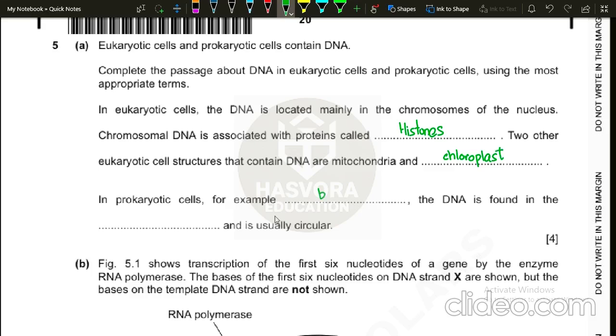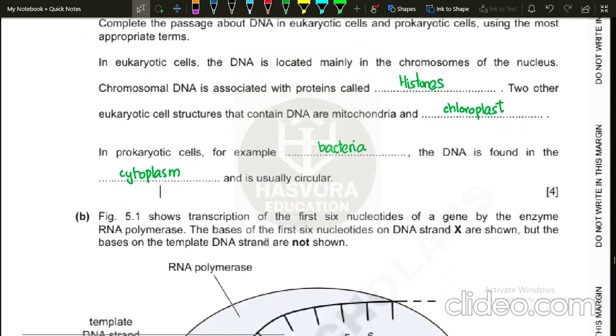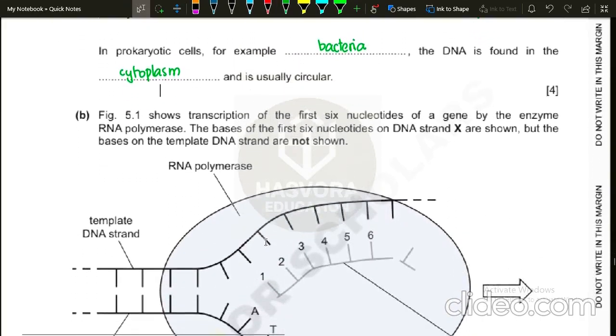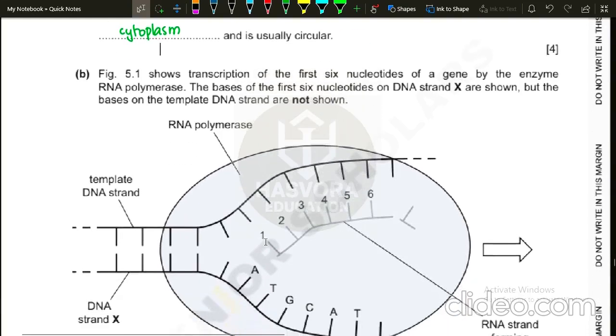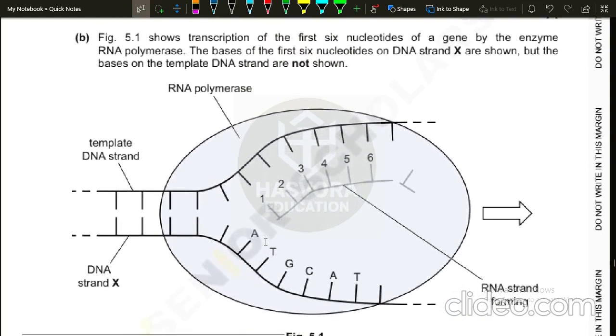Okay, in the prokaryotic cell, for example, you can write bacteria, and you can also name any other prokaryote. So the DNA is found in the cytoplasm. We have just studied that the prokaryotic cells are non-membranous. So the plasmid, or you can say the DNA, is just dispersed in the cytoplasm, and it is usually circular. So they are talking about the plasmid. It is also in the cytoplasm.